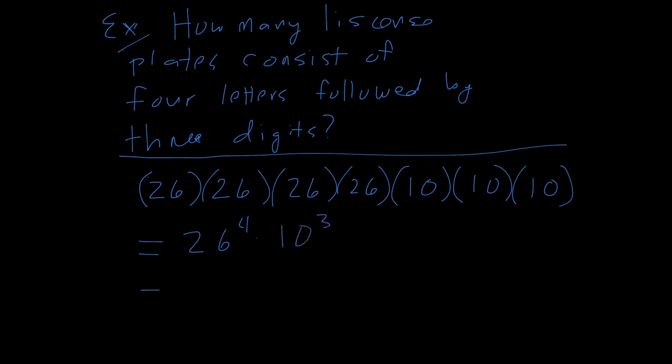And that is equal to, let me quickly do this in my head, 456,976,000. So, and I totally did that in my head. So that's how many license plates there are that consist of 4 letters followed by 3 digits. Okay, let's do another example that's a little more abstract.